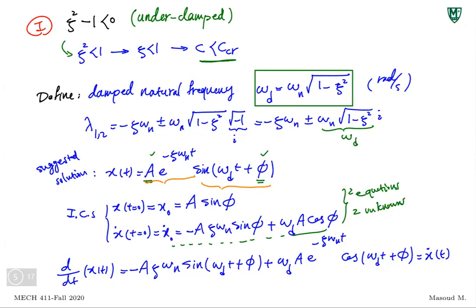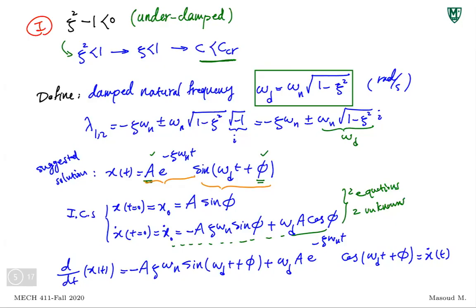Now you'll see why I define this, because using this, in this specific case when zeta squared minus 1 is smaller than 0, I can rewrite my roots for the characteristic equation. I said lambda 1 and 2 is equal to minus zeta omega n plus minus omega n. Now for that square root of 1 minus zeta squared, well, it was square root of zeta squared minus 1. I factored out a minus 1 because zeta squared is smaller than 1. I wanted that square root to always be positive, and I took that minus 1 out. Square root of minus 1 is i, it's a complex number.